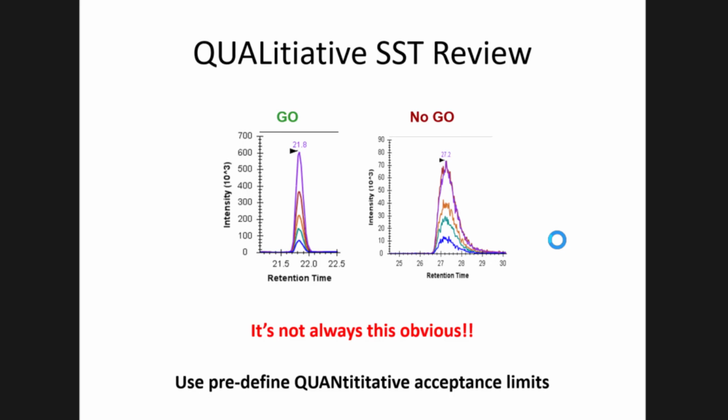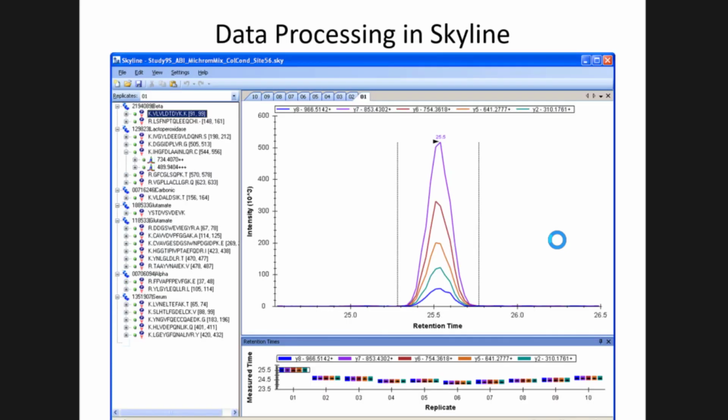So qualitatively, we can review the system suitability data. Sometimes there is an obvious, like, whoa, something's totally wrong there, and it's not always obvious, especially if things are slowly changing over time in a systematic way that will eventually drift out of instrument performance. So you want to use predefined quantitative acceptance limits that you can set up for your system.